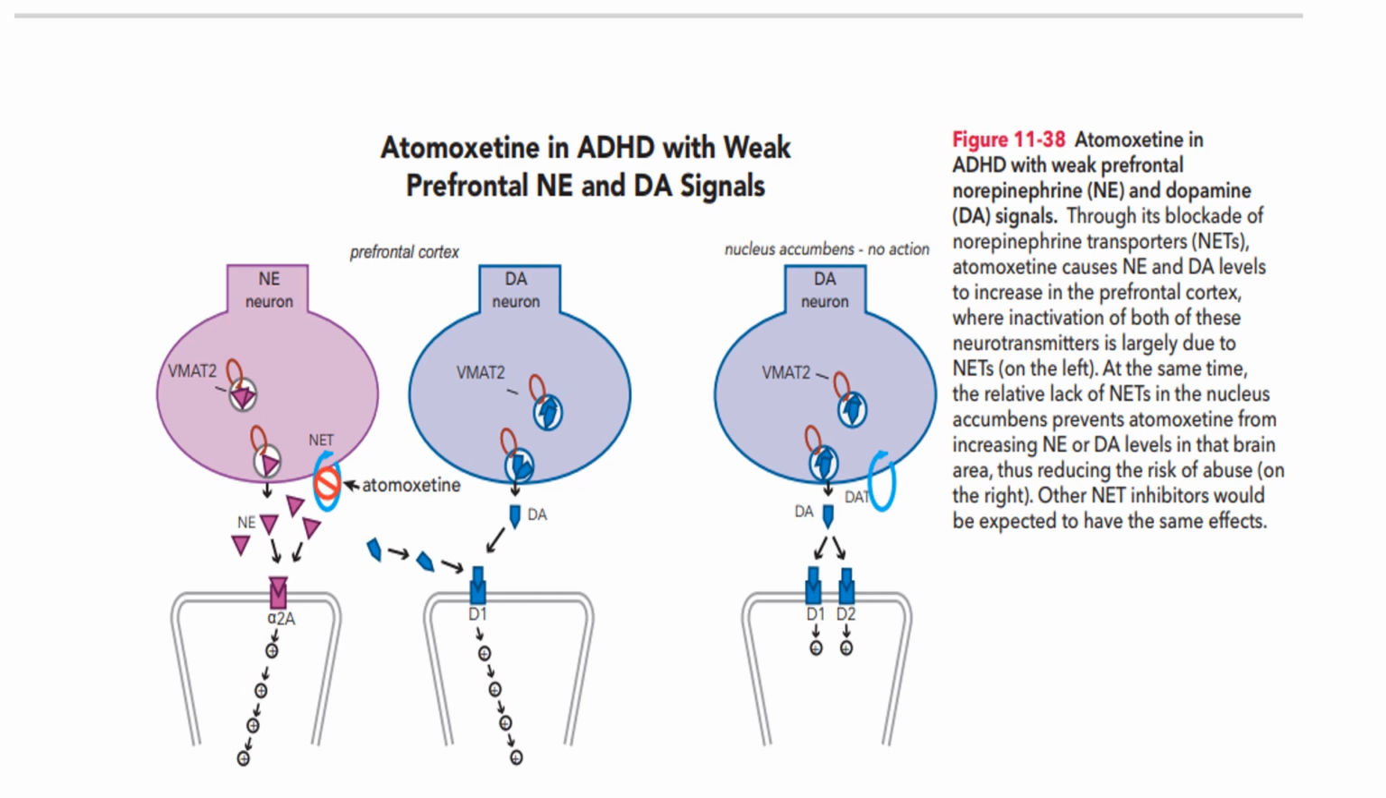At the same time, the relative lack of norepinephrine transporters in the nucleus accumbens prevents atomoxetine from increasing norepinephrine or DA levels in that part of the brain. So if we are trying to treat the symptomatology, the drug doesn't know where it's supposed to act. Either it can act on the frontal cortex, or it may even disturb the balance in the midbrain or nucleus accumbens, which may also affect the nigrostriatal pathway and lead to motor disturbances. So atomoxetine is the safer drug of choice because it has specificity for the prefrontal cortex.